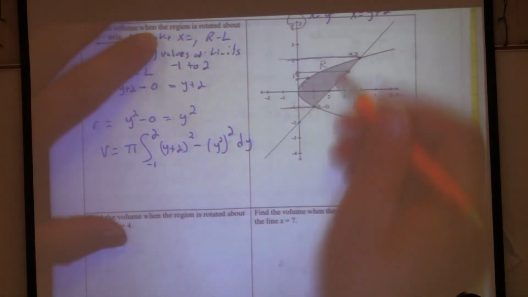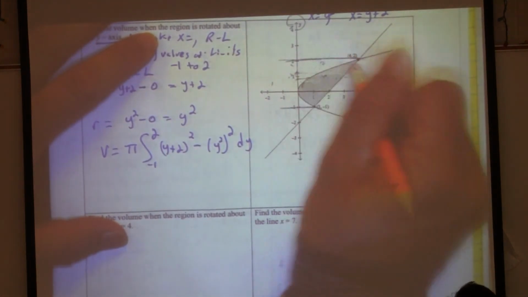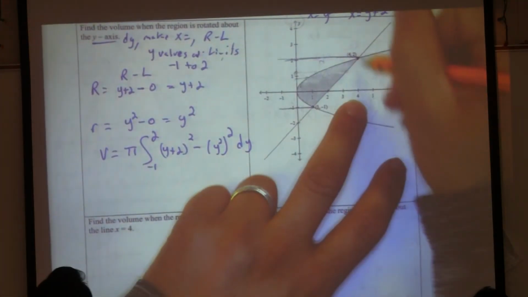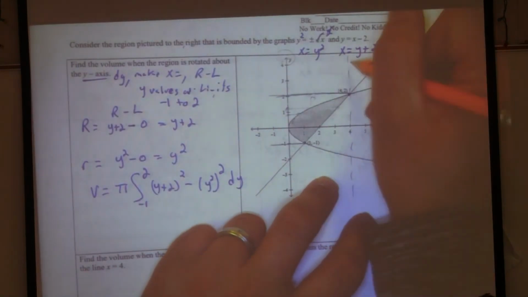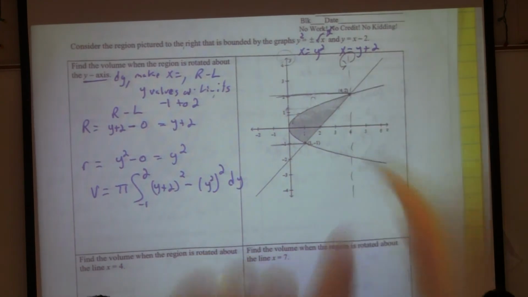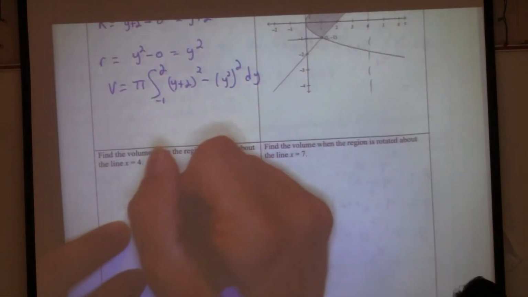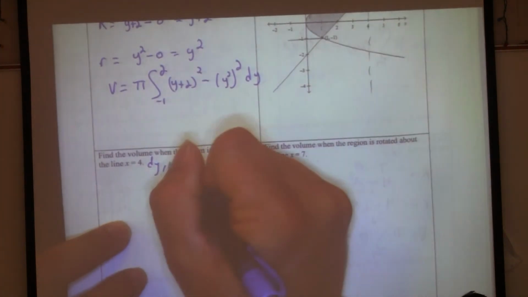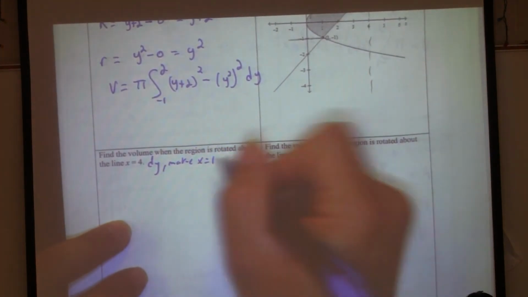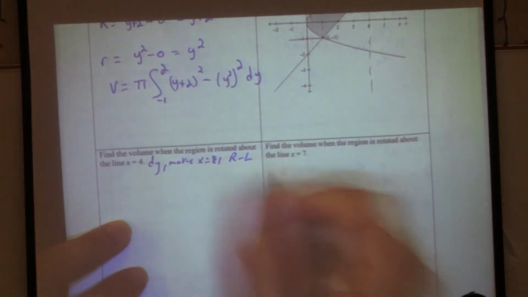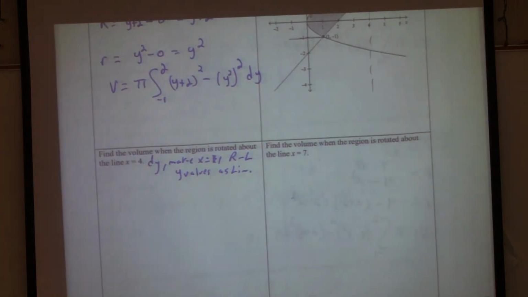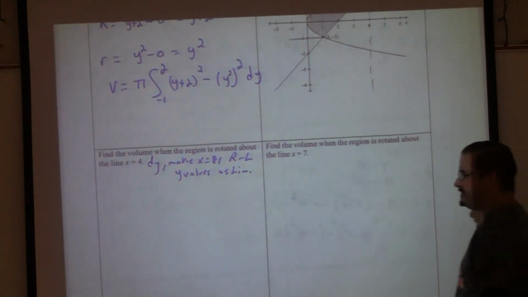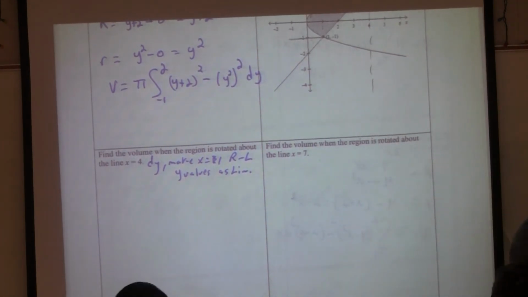Okay. So for this one, they're asking us to revolve around the axis x equals 4, right? So that's going to be over here. X equals 4 is a vertical line, so that looks like the y-axis. So again, I know it's a dy problem, I need to make my equations x equals, I need to use right minus left, and I need to have y values as left. I know it's annoying, I keep repeating it, hopefully you won't forget those things.